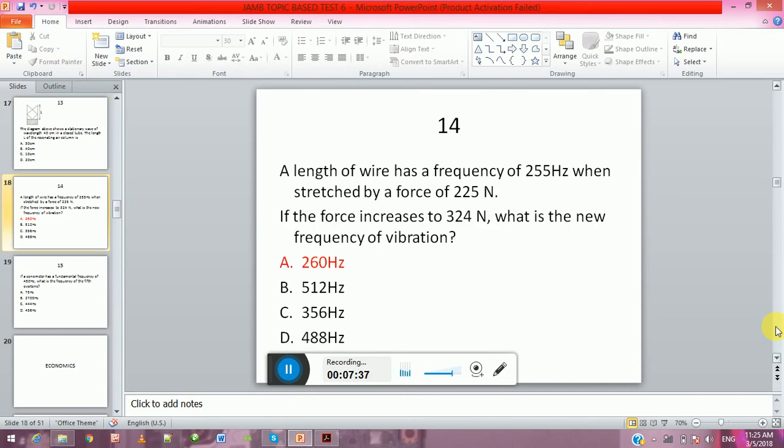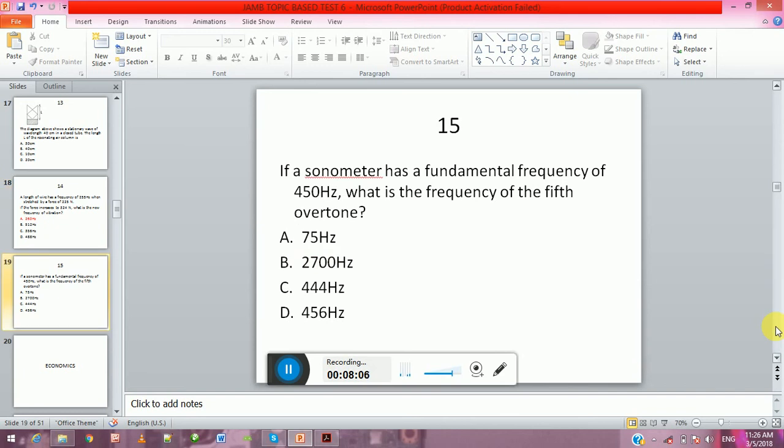A length of wire has a frequency of 255 Hz when stressed by a force of 225 newtons. If the force increases to 324 newtons, what is the new frequency of vibration? A. 260 Hz, B. 512 Hz, C. 356 Hz, D. 488 Hz.